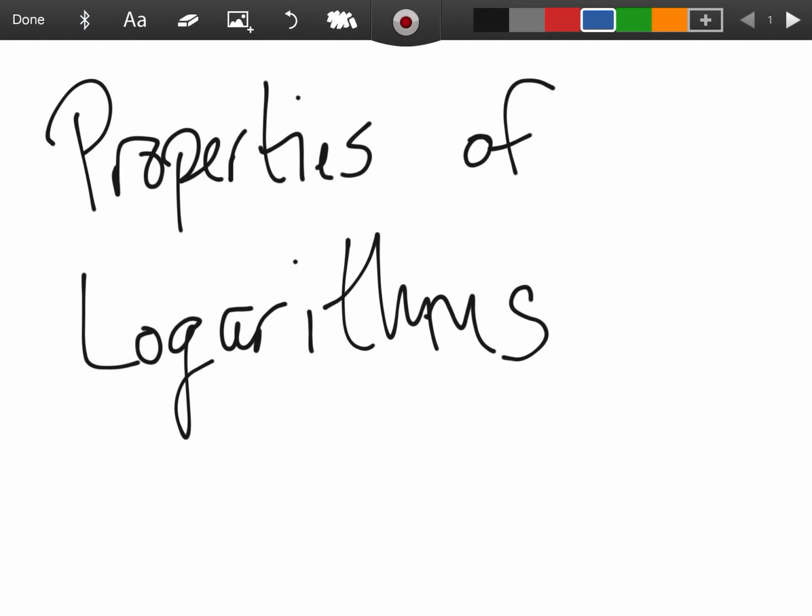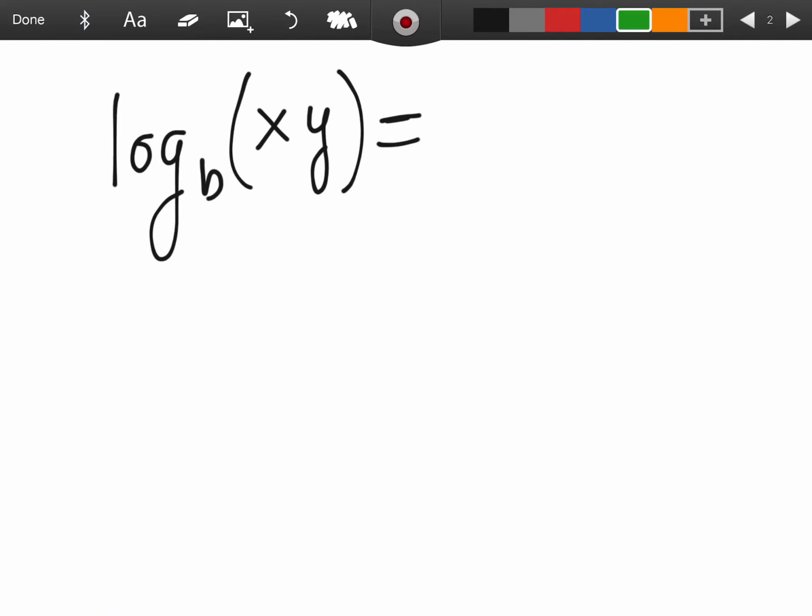Alright guys, in this video we're going to be taking a look at some properties of logarithms, and these properties are going to help us to expand as well as simplify some problems that include logarithms. So we're looking at a total of 3 properties. You're probably going to want to jot these down in your notes.